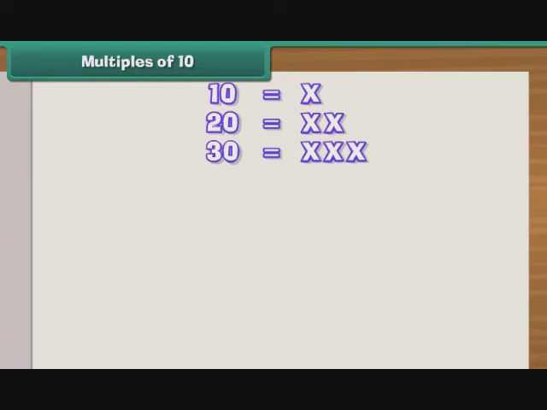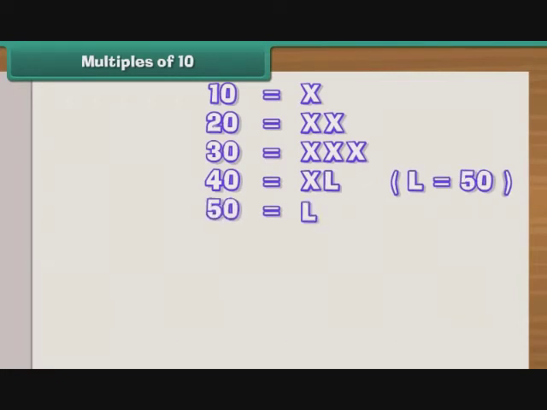Multiples of 10. We have seen that 10 is written as X and 20 as XX. By the same logic, 30 is XXX, that is 3 tens. 40 is read as 10 less than 50. Hence, it is written as XL, where L stands for 50, and 50 is L.